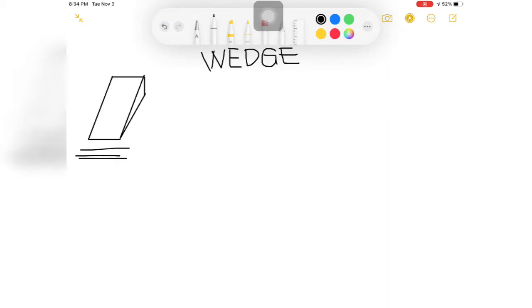So we can see here what a wedge looks like. A wedge is a triangular-shaped piece. It is a simple machine that is used to raise heavy loads. And the wedge is considered one of the simple machines, together with the lever, wheel and axle, pulley, and screw.